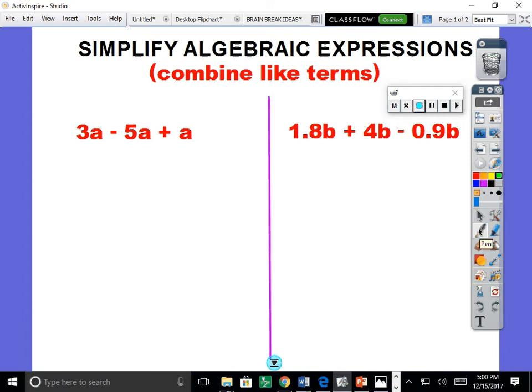This lesson is for my 7th grade math students who are just encountering algebraic expressions, and we're just learning how to simplify. We started out really basic. We were learning how to add and subtract like terms. So today I'm just showing you a couple of like terms that need to be combined in different ways. So I'll start with this first example.